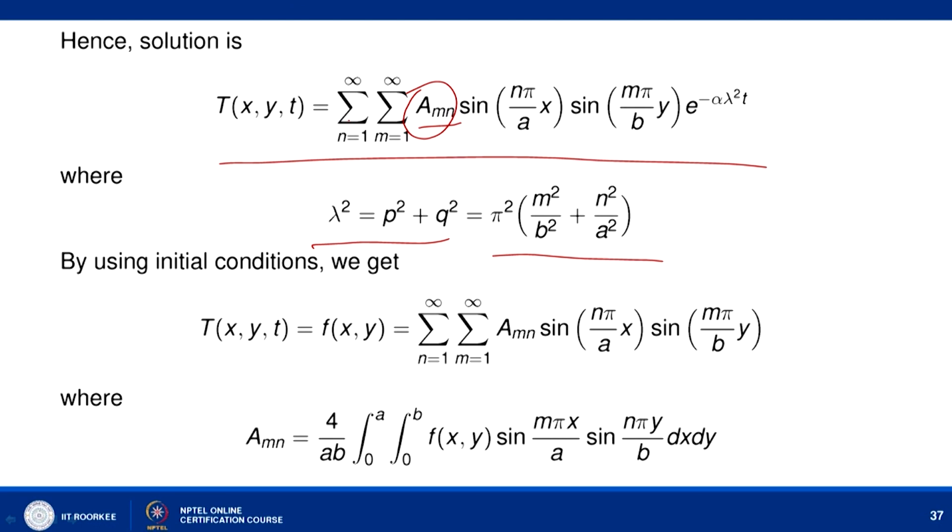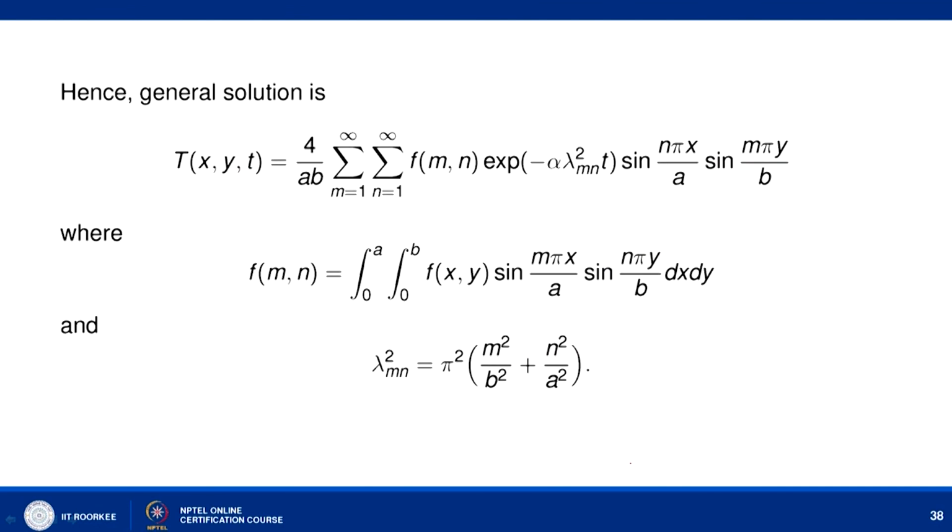To find the value of A_mn, we use the initial condition that at t equal to 0, T(x, y, 0) is equal to f(x, y). So, at t equal to 0, this is f(x, y), and it is given by the double sum over n equal to 1 to infinity and m equal to 1 to infinity of A_mn sin(n pi x by a) sin(m pi y by b). So, using the orthogonality of sin(m pi y by b) and sin(n pi x by a), you can find A_mn as follows: 2 upon a into 2 upon b, integral from 0 to a and 0 to b of f(x, y) sin(n pi x by a) sin(m pi y by b) dx dy.